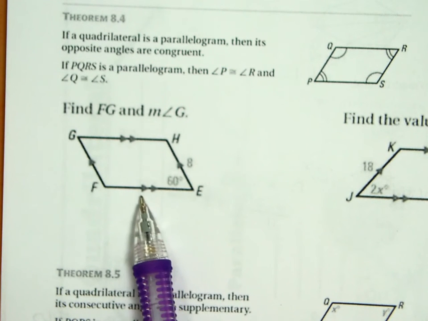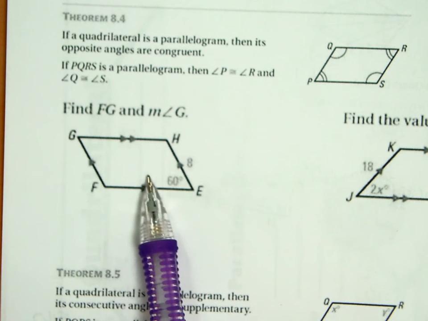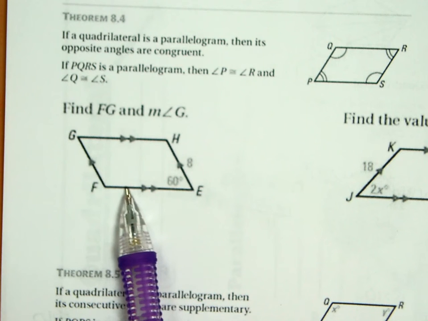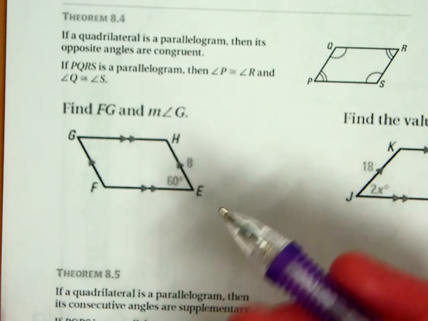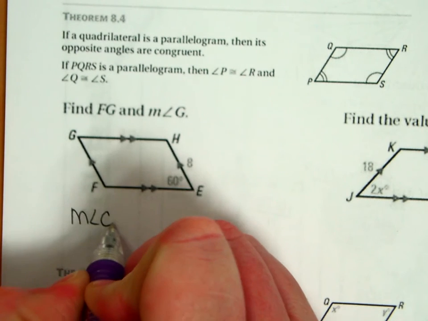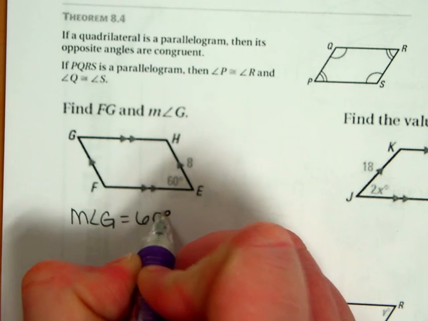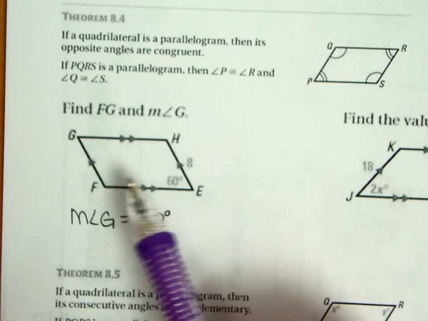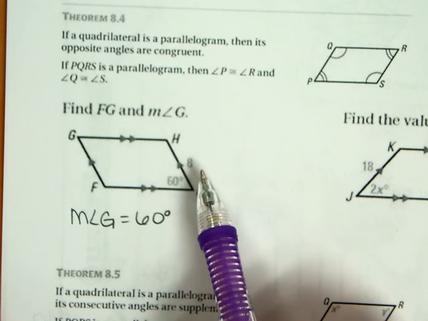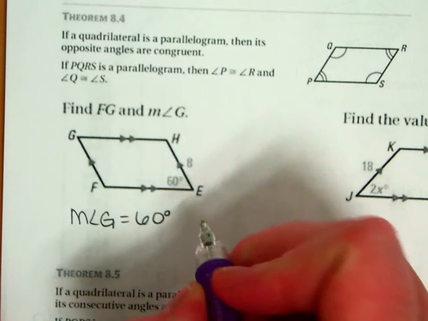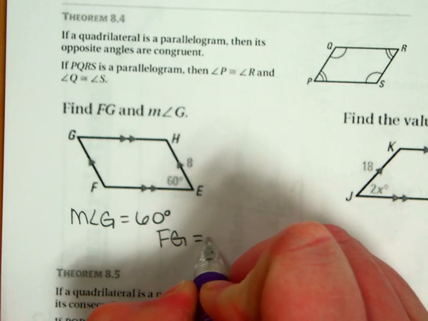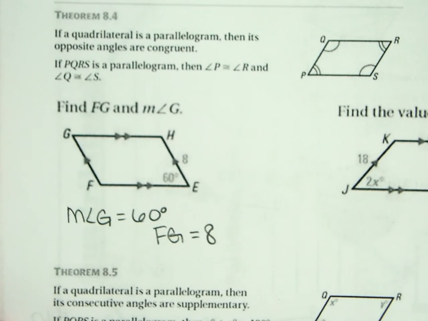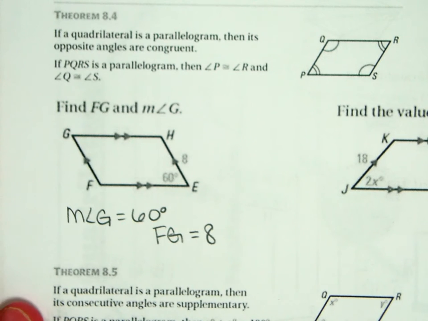First and foremost, looking at the sides, opposite sides are parallel, which means this is a parallelogram. So, with that, opposite angles are congruent. So if angle E is 60, that means the measure of angle G equals 60 degrees. Alright? Once again, it's a parallelogram, so opposite sides are congruent. So, segment FG's measurement is equal to 8 because HE, or EH, is equal to 8.